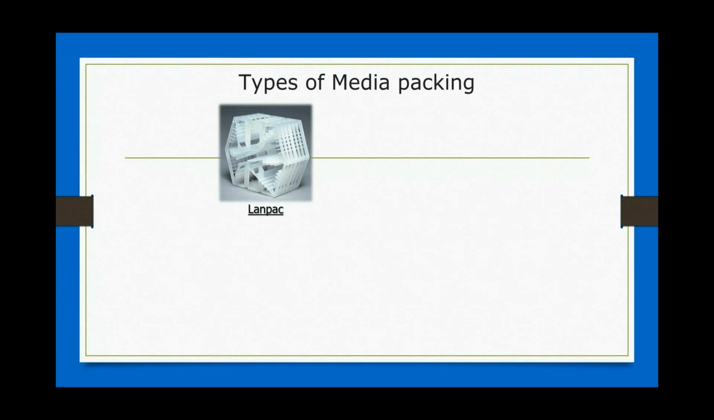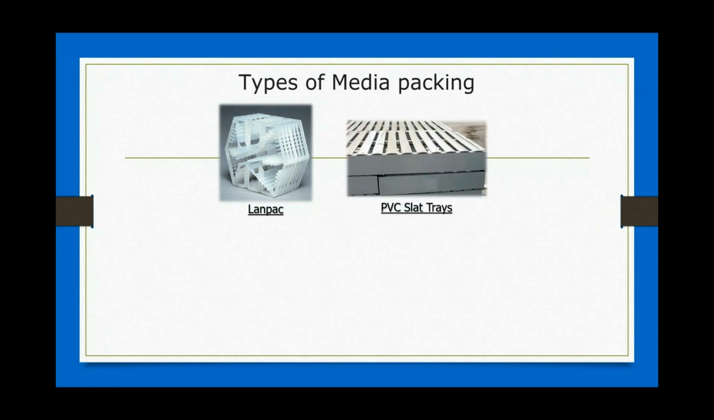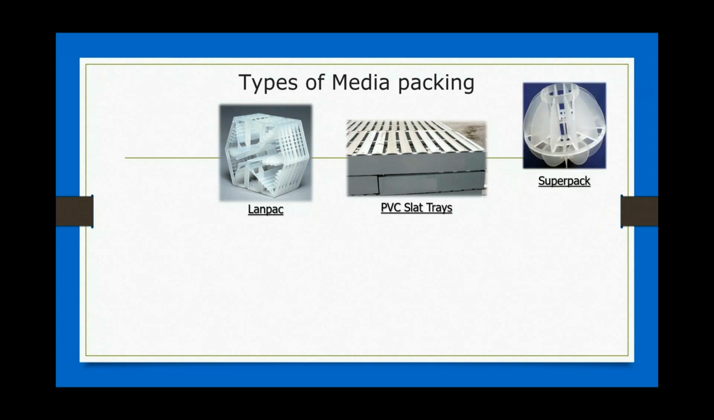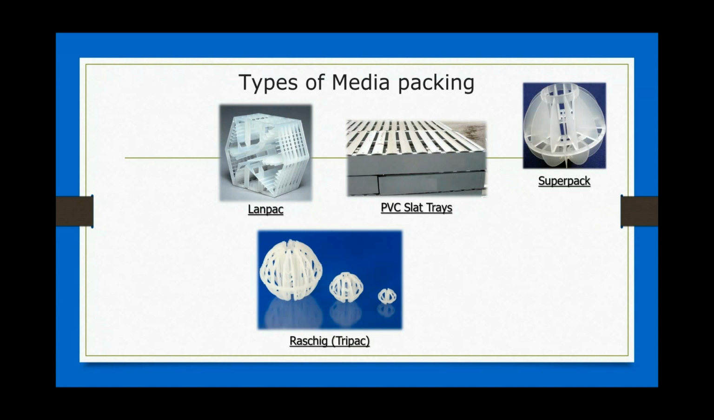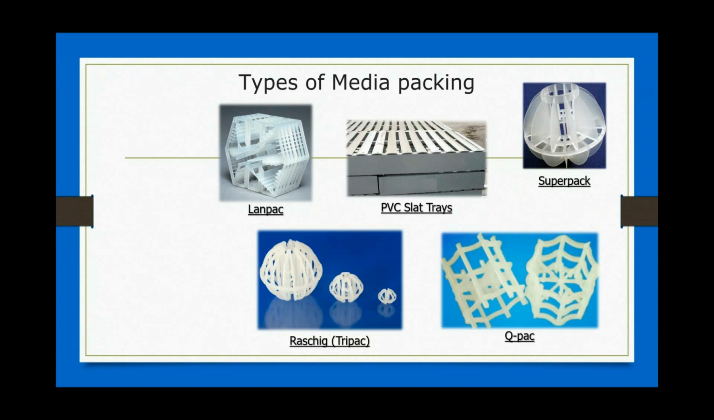The types of media packing, there's a variety. I'm just going to show you a few today. This one is called Lanpac, and you can see it's a perforated loose fill packing. There's PVC slat trays. This is something that we actually manufacture, and there are other types manufactured by other people as well. PVC slat trays are used for more heavy fouling conditions. It's a structured packing. Super pack is another random packing. And there are ratchet rings, formerly called tri-pack rings, which most people are familiar with in this business. And then there's Q-pack. So these are some of the top media packings that are used in tower designs.